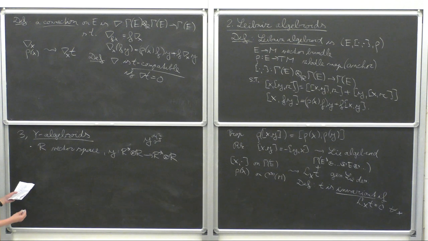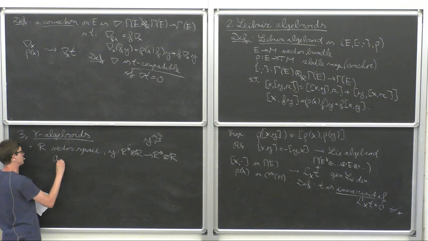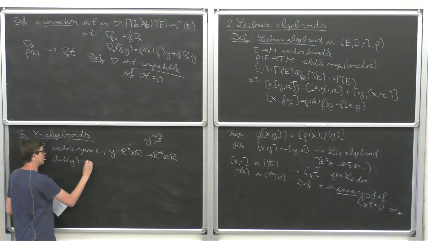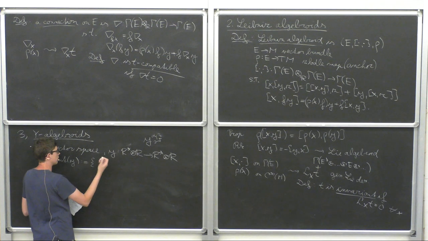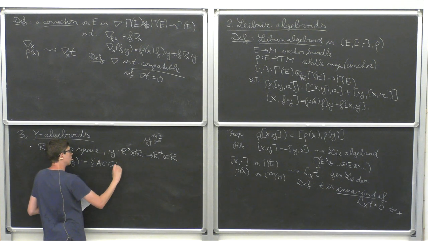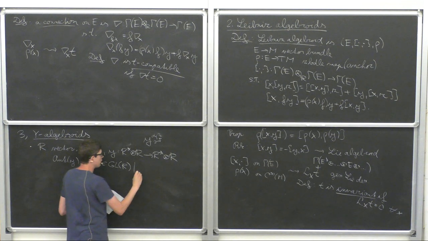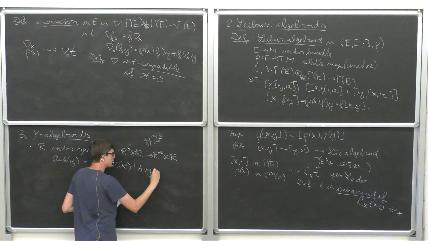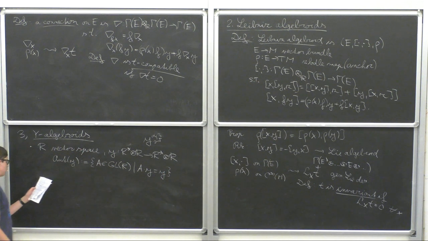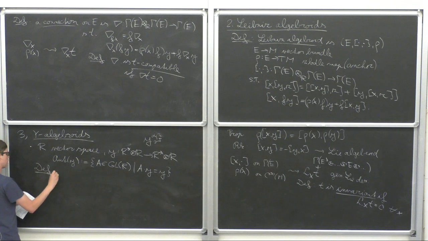Okay, so what can you do with such a thing? Well, you can define automorphisms of such a setup. So this is by definition all invertible automorphisms A of the vector space which preserve this tensor Y.